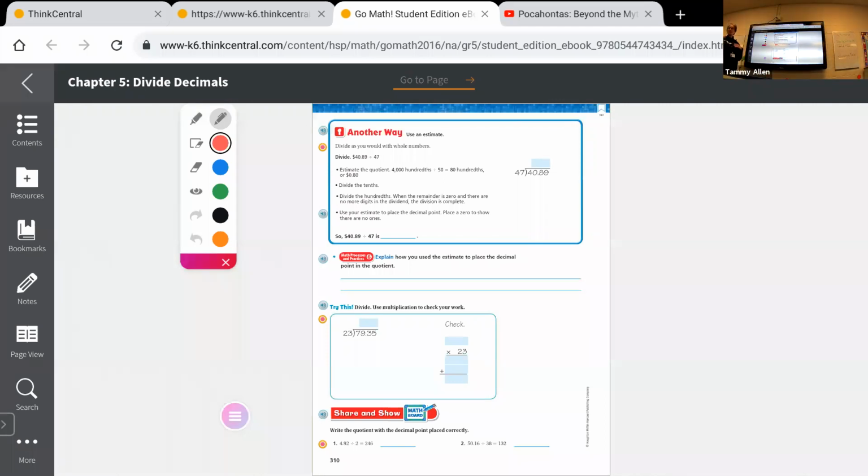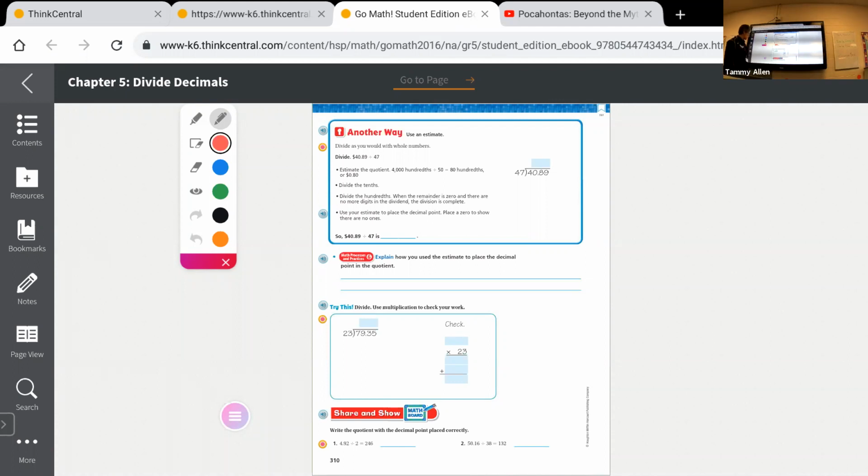What should you have ended up with when you multiplied, Eduardo? 40. Yes, 40 and 89 hundredths. Did you end up with 40 and 89 hundredths? Yes. Okay, good. Questions on that? So your actual answer multiplied by the 47. Questions? All right. Let's take a look down here at the bottom.